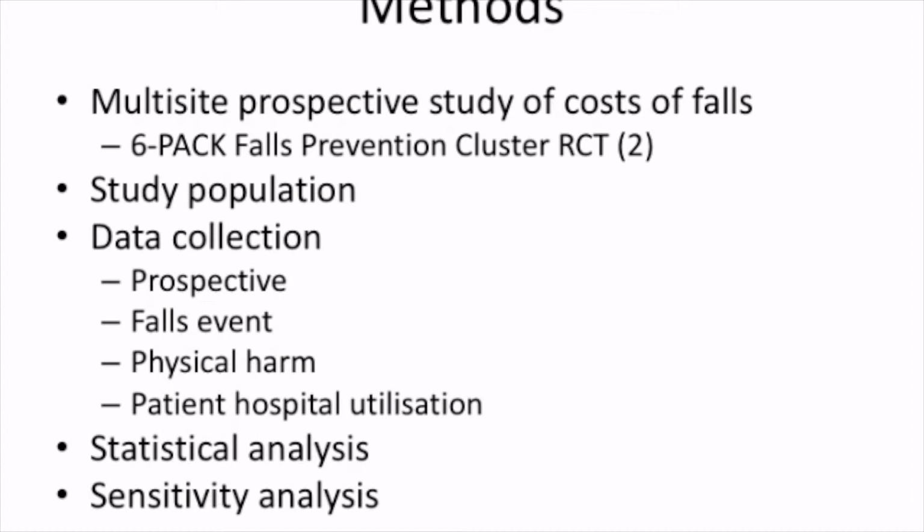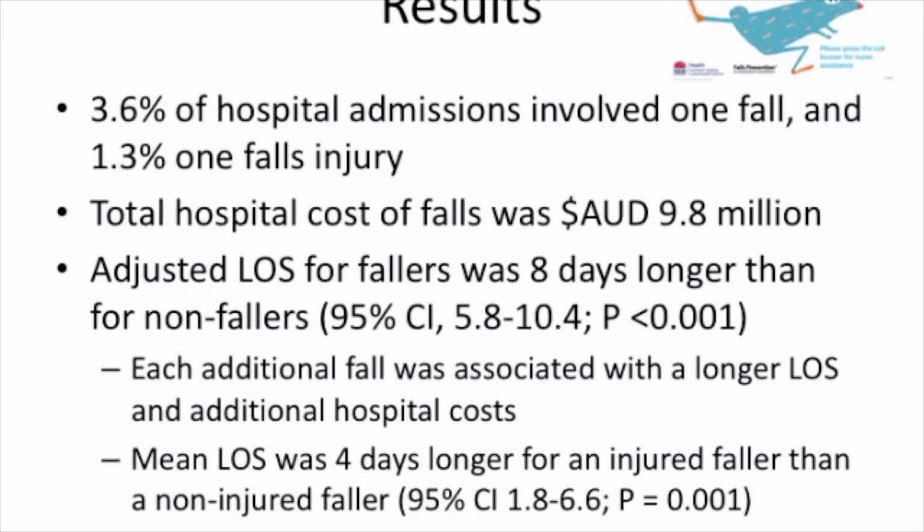There was a total of 27,026 patient admissions included in the study, and of those 3.6% had one fall and 1.3% had a fall injury whilst in hospital. The total hospital cost of these inpatient falls was 9.8 million Australian dollars. 6.4 million of that was attributed to non-injured fallers and 3.4 million to injured fallers.